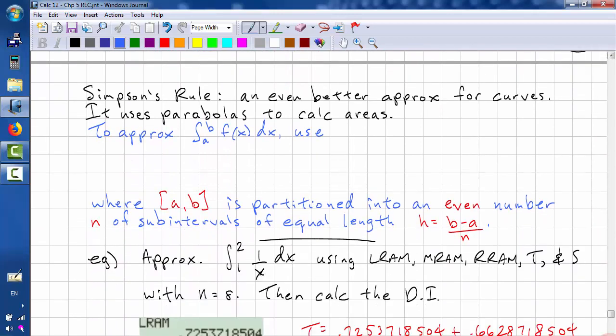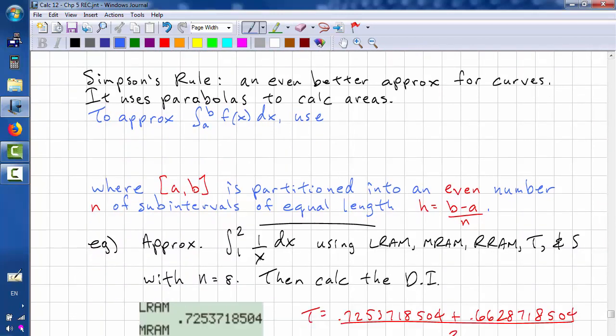Can we get a better approximation? And of course, that's a loaded question. Yes, we can. Simpson's Rule, an even better approximation for curves. Why? Because it uses parabolas to calculate the areas.